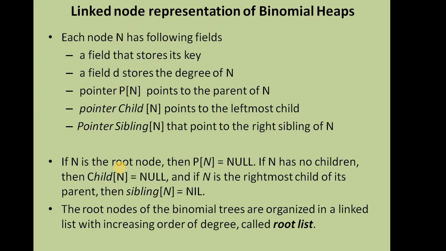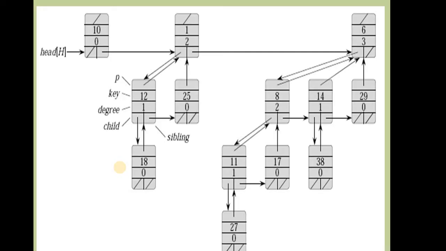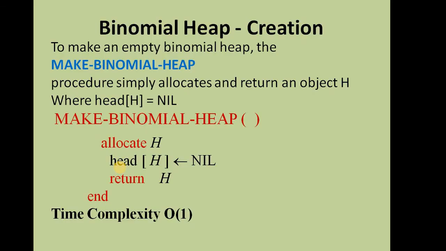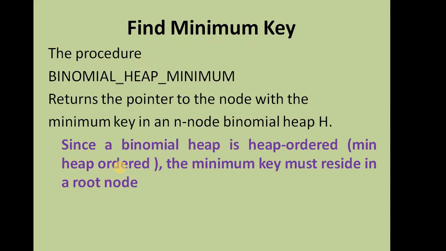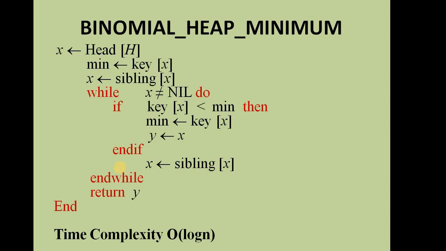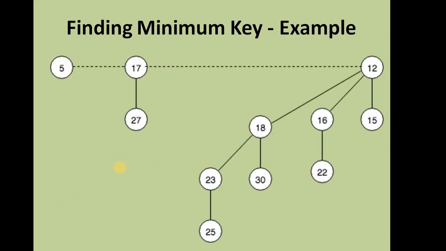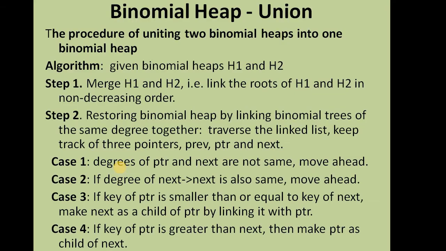We had talked about how binomial heaps are represented in the form of a linked list. And then we have seen the operation binomial heap creation, its time complexity. We had seen how the minimum key can be found in the binomial heap with the help of an algorithm. We had seen the time complexity of this operation, and we had already seen an example of how we can find out the minimum key in a binomial heap.